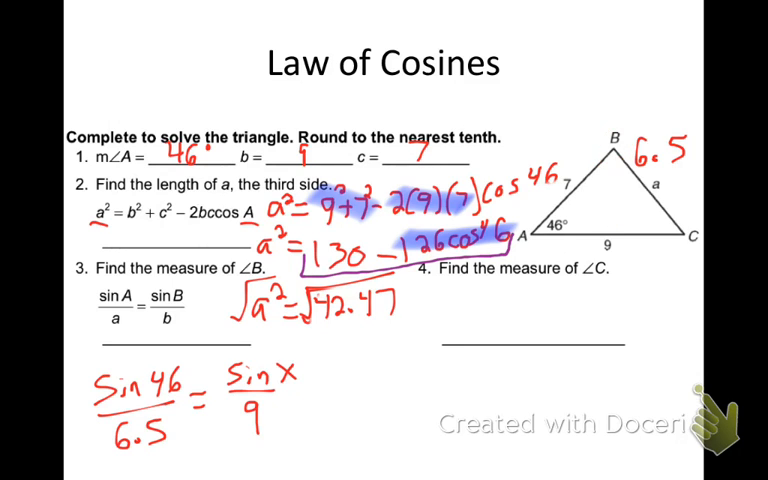Angle, opposite side. Angle, opposite side. Now looking at this right here, should my angle be smaller or bigger than 46? Bigger, right? Great, so I'm going to use law of sines here. Sine of 46 times 9 divided by 6.5. I'm going to get a decimal. What do I have to do with that decimal? Do the sine inverse. Yes, you have to make sure you do a sine inverse of all of that. And you end up getting angle B comes out to be approximately, to the nearest degree, 85 degrees.